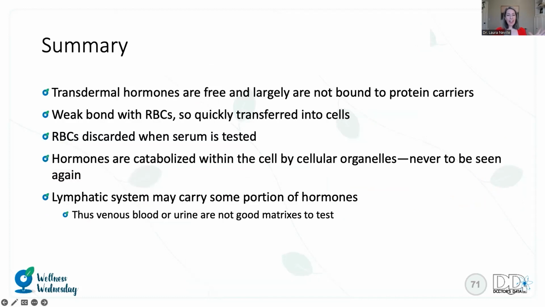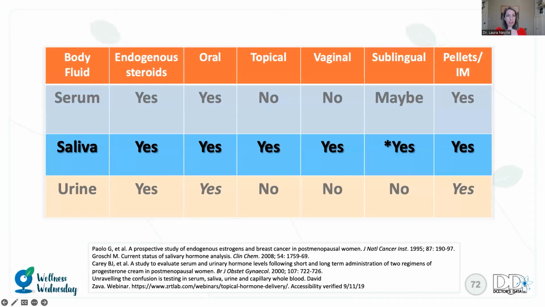Now, to summarize, these transdermal hormones are free. They're not bound to these protein carriers, but they do have bonds with the red blood cells, but those are fairly weak. They are quickly transferred into the cells via free diffusion. The red blood cells are spun down and discarded when serum is tested. Hormones are broken down within the cell by the cellular organelles, and you never see those again. And then we also have potentially this lymphatic system. So that is the answer to why serum is not the best method to track transdermal, and why, if you do see an increase in the levels, it's likely due to supraphysiologic dosing.